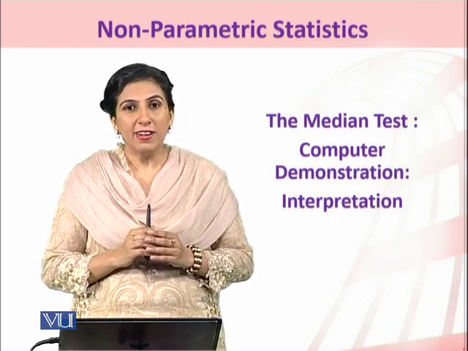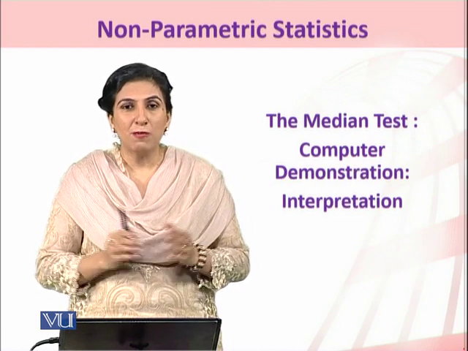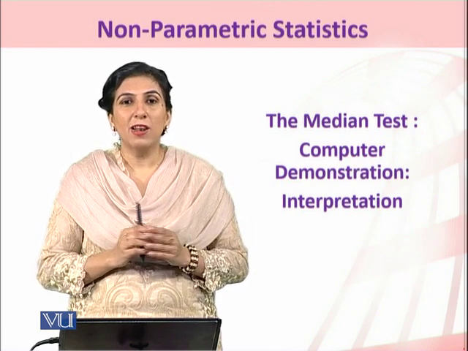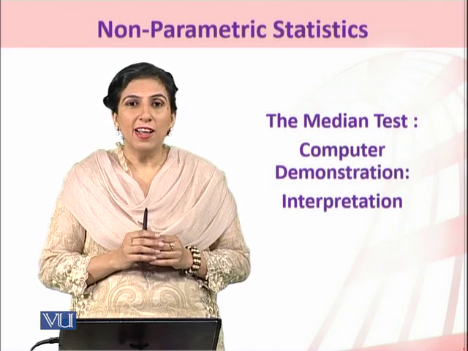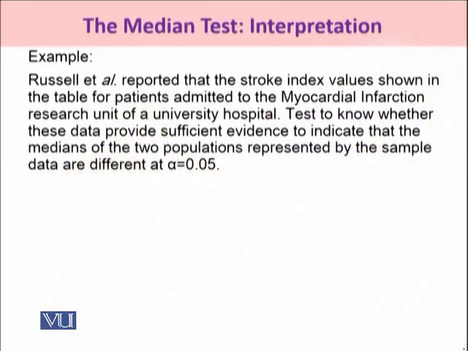results, that is, whether we are going to accept or reject our null hypothesis of equality of the two medians. So students, I'm talking about the same study that we have already followed. This was a study by Russell et al., where we need to know whether our data provide sufficient evidence to indicate that the medians of the two populations are different at alpha 0.05.